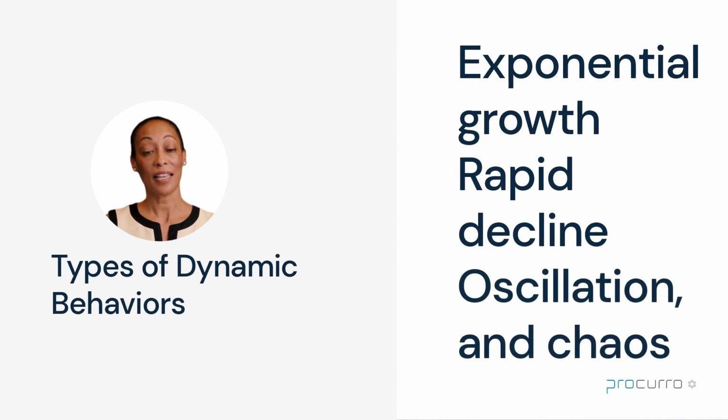So what exactly are the types of dynamic behaviors that we see in complex systems? Well, we have exponential growth and decline, oscillation, and chaos. Exponential growth and decline refer to a rapid increase or decrease in the size of a system over time. Oscillation refers to a back and forth movement in the behavior of a system, like the pendulum of a clock. And finally, chaos refers to seemingly random and unpredictable behavior in a system.